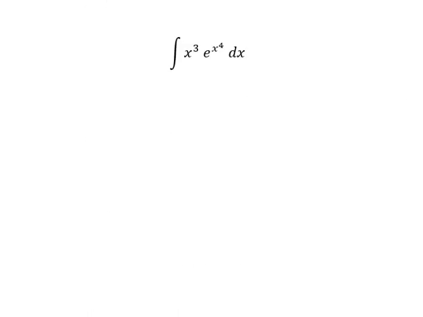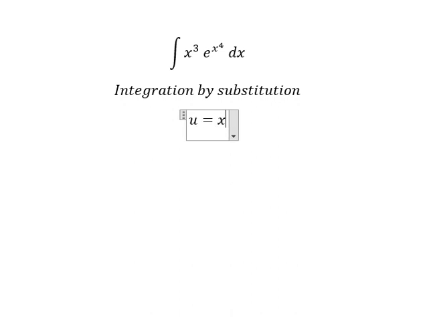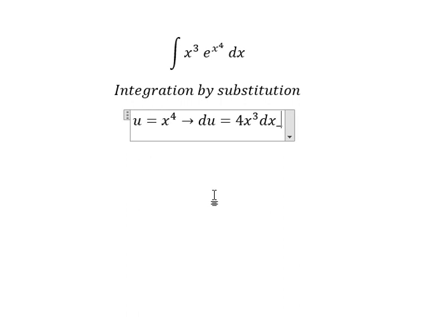The next one, we can use integration by substitution. So I will put u equals s to the power of 4. Later, we need to first take the derivative of both sides. Because we don't have the number 4, we need to divide both sides by 4.